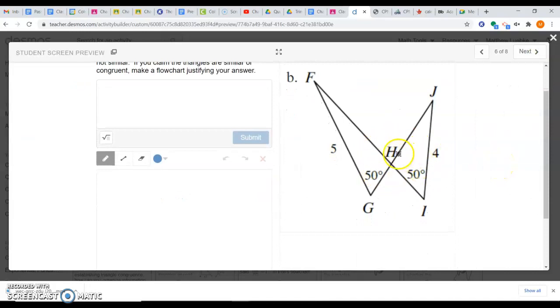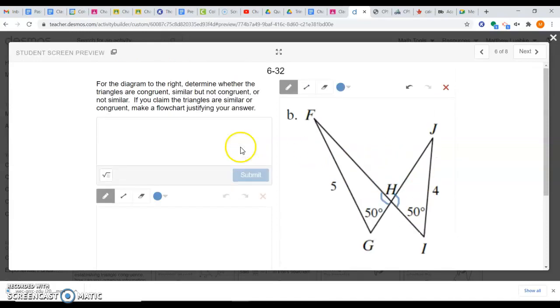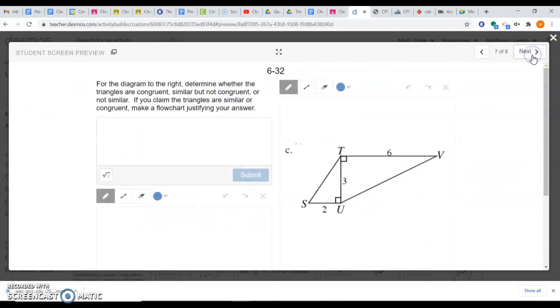Here, another tough one. Again, look for vertical angles here and here, and see if you have enough to say that they are congruent or similar or neither. Again, if you think they're congruent, say so. If you think they're similar, say so. And then if you say congruent or similar, you need to make a flowchart. Here, again, the last one of this kind, you need to justify what you see, if they're similar, if they're congruent, if they're neither. Write your answer in the box, then create a flowchart.